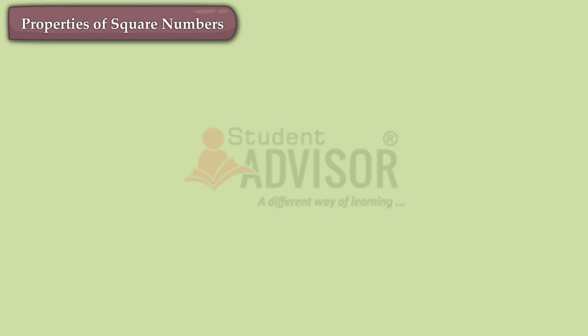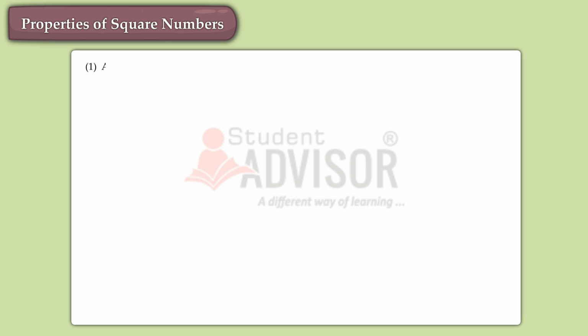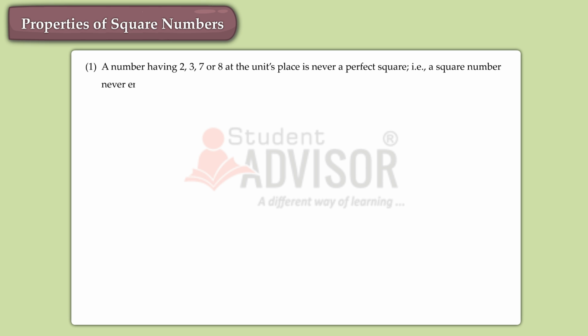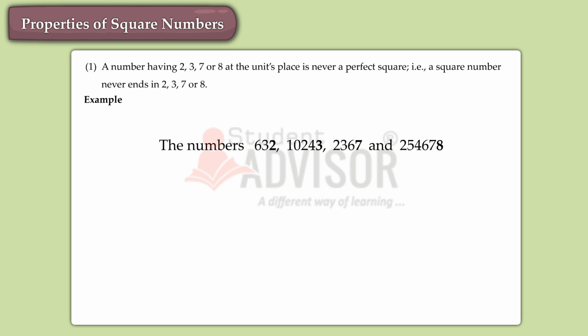Properties of square numbers. A number having 2, 3, 7 or 8 at the units place is never a perfect square. That is, a square number never ends in 2, 3, 7 or 8. Study the given example. The number of zeros at the end of a perfect square is always even. Study the given example.